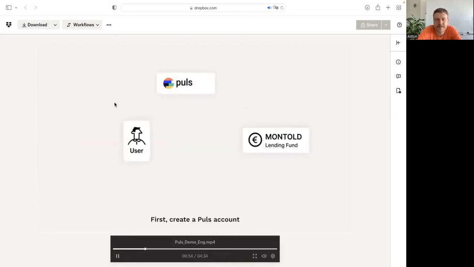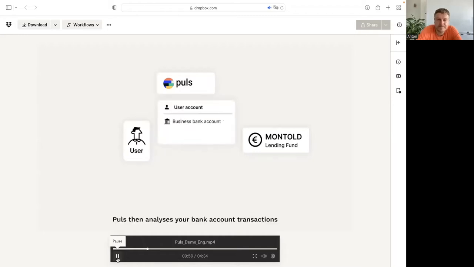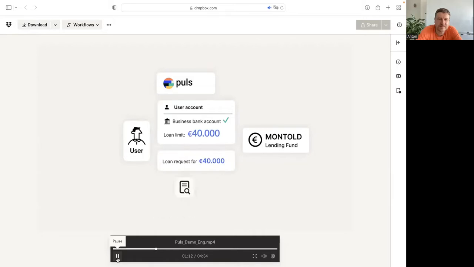First, create a Puls account and connect your business bank account. Puls then analyzes your bank account transactions and identifies how much credit your business can apply for based on cash flow. The more data available, the better your score. Once your credit is approved, you can access the funds. Simply sign the contract and verify your identity by video. Puls then transfers the funds to your business bank account the same day.